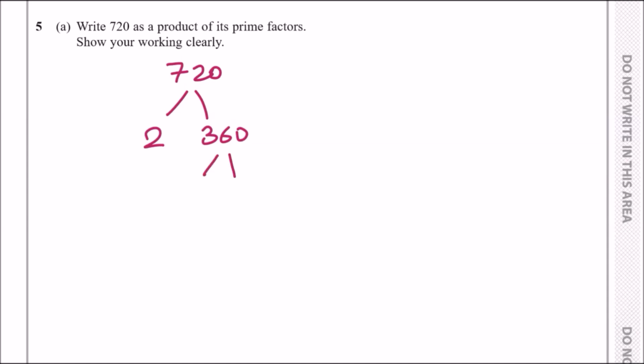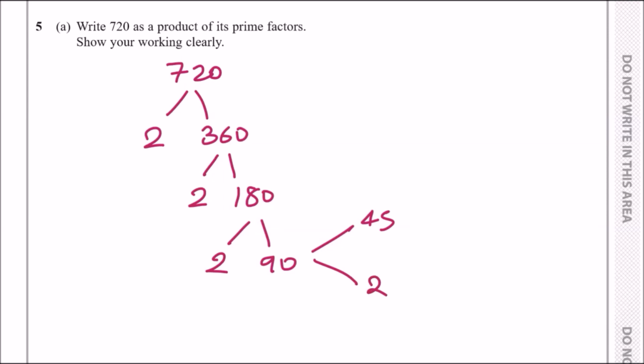Then halving this again, you get 2 and 180. Dividing this by 2 again, you get 2 and 90. So far it looks good. Now I'm just going to bend the tree a bit, yeah? Dividing 90 by 2, you get 45 and 2. And dividing 45, okay, you can't divide by 2, but you can divide by 5. It's in the 5 times table. You get 5 times 9. And are we almost done?